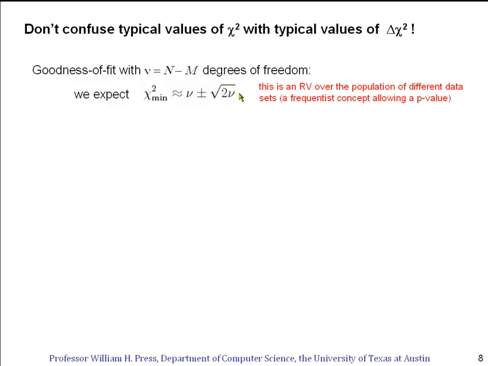The key idea here is that chi-square min is a random variable, but it's a random variable over the population of different data sets that might have been. And that's, of course, a frequentist concept, and that's the concept that allows a p-value.